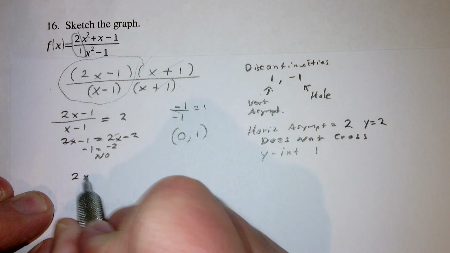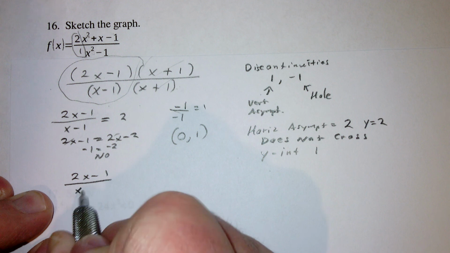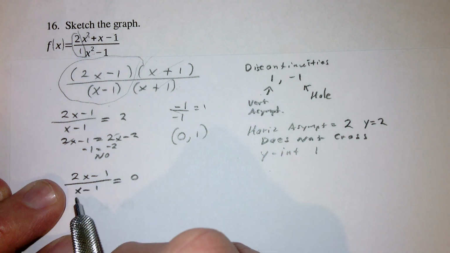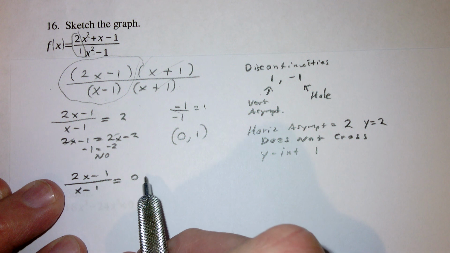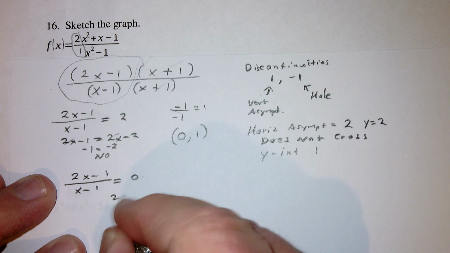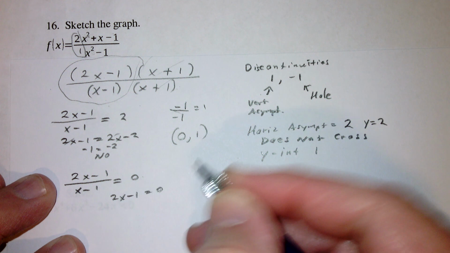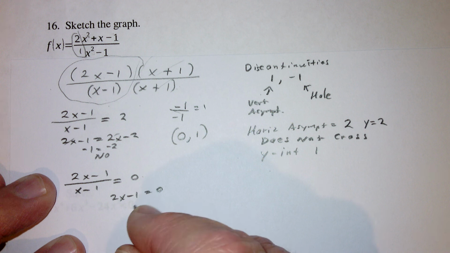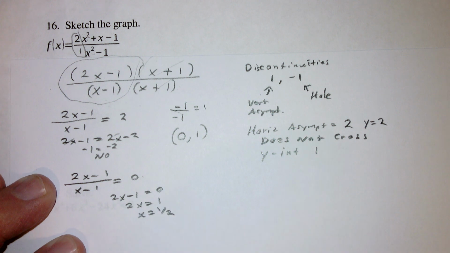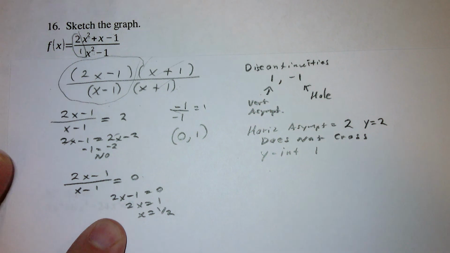2x over x minus 1 equals 0. Okay, if we multiply both sides by x minus 1, of course 0 times x minus 1 is 0, so 2x minus 1 equals 0, add the 1, and we get x equals 1/2.